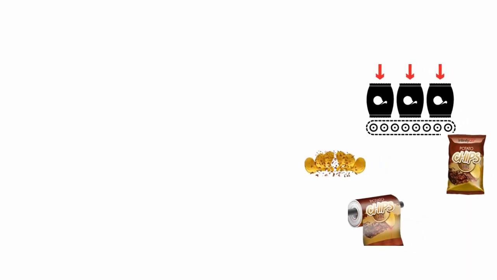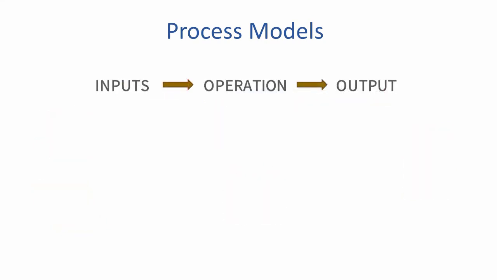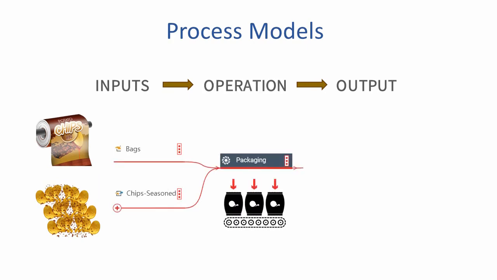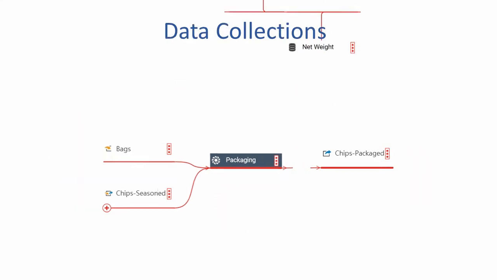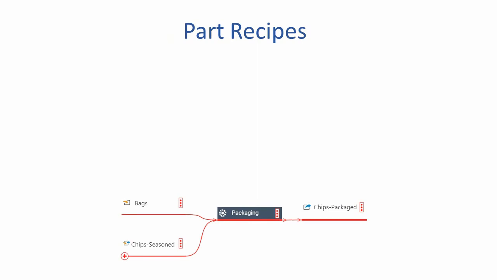With Enact, we can map this entire process flow using process models, which we'll demonstrate using potato chip packaging as our example. A basic process model consists of inputs, in this case seasoned chips and empty bags, an operation, such as filling the empty bags with chips, and an output, the packaged chips. Enact process models enable us to define the data collections that may occur at various points in the process flow, such as bag quality checks and net weight checks.